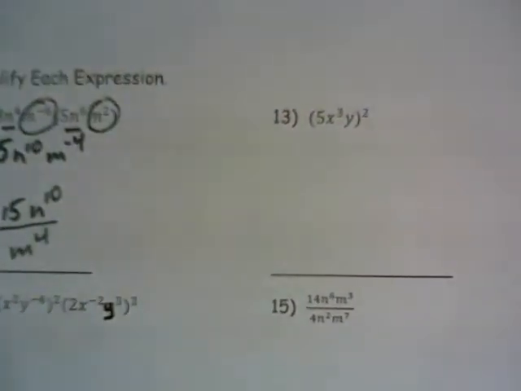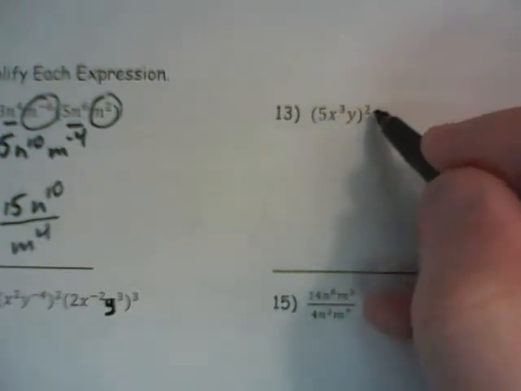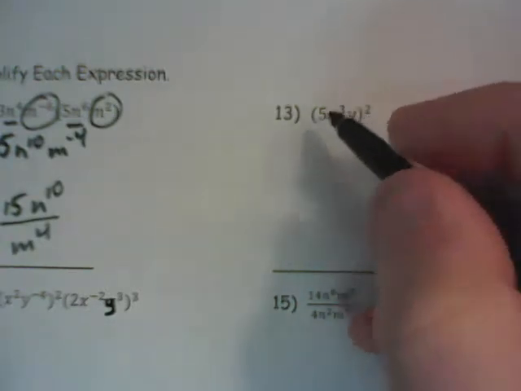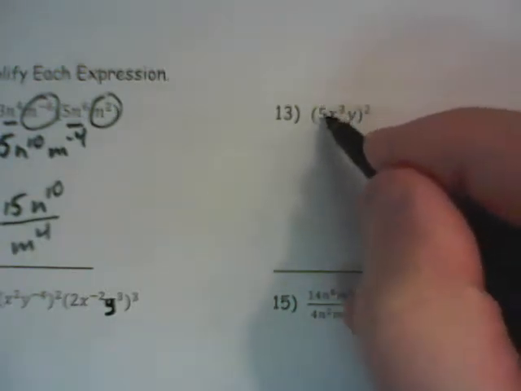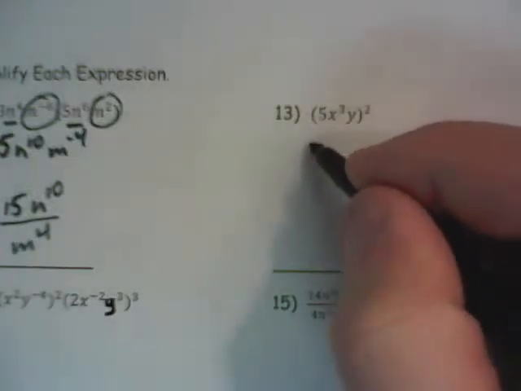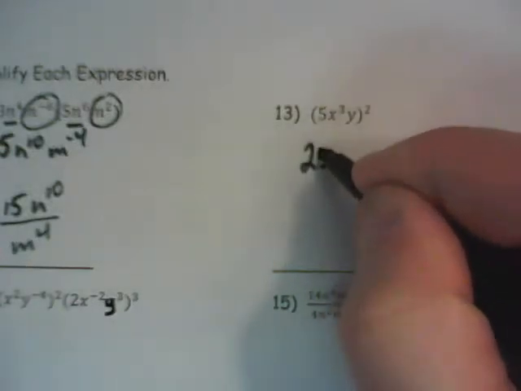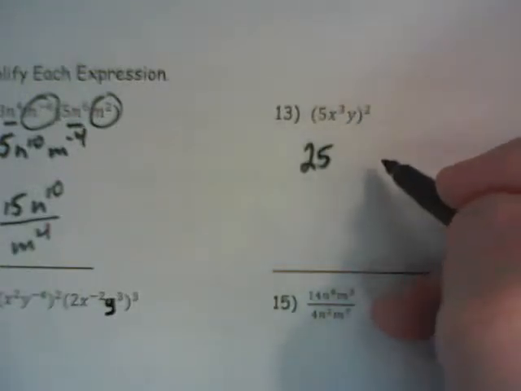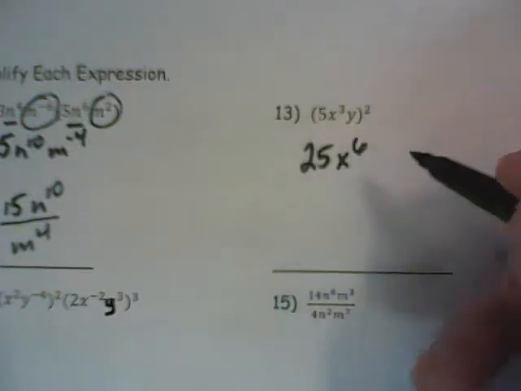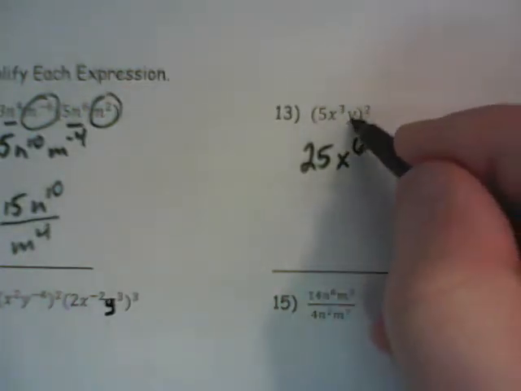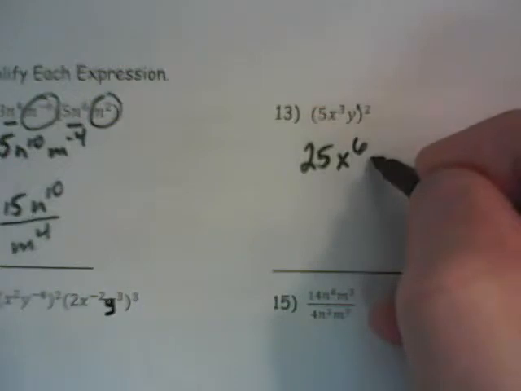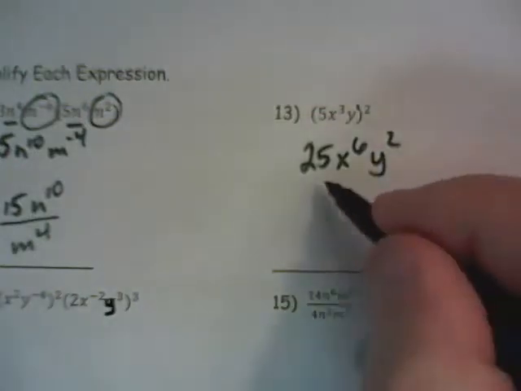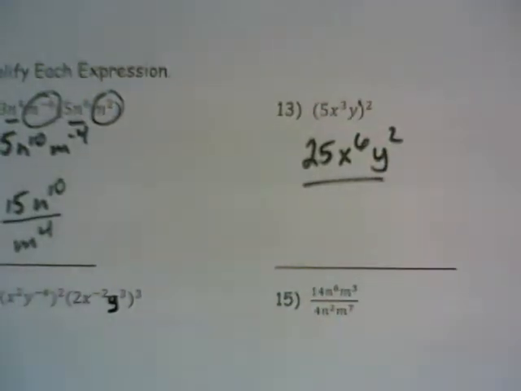Looking at number 13. Here we're taking an entire product to an exponent. So we're going to start by distributing that exponent. We're going to take 5 squared. 5 squared is 5 times 5, which is 25. Then we have x to the 3rd squared. Well, when we take a power to a power, we multiply the exponents, which means that's going to be x to the 6th. And then we have y to the 1st to the 2nd, which is just y to the 2nd. That's what we should have for number 13.